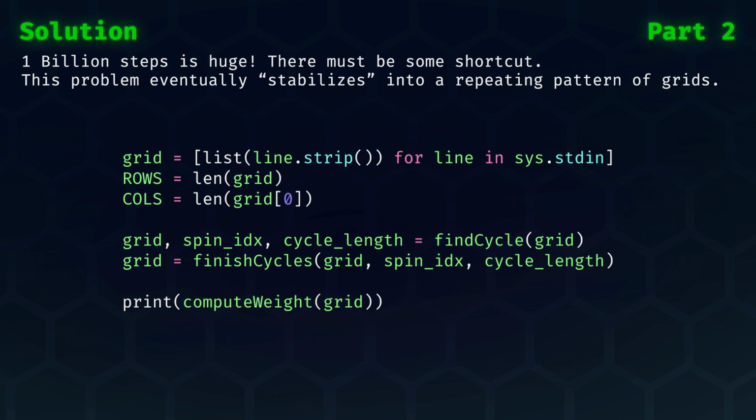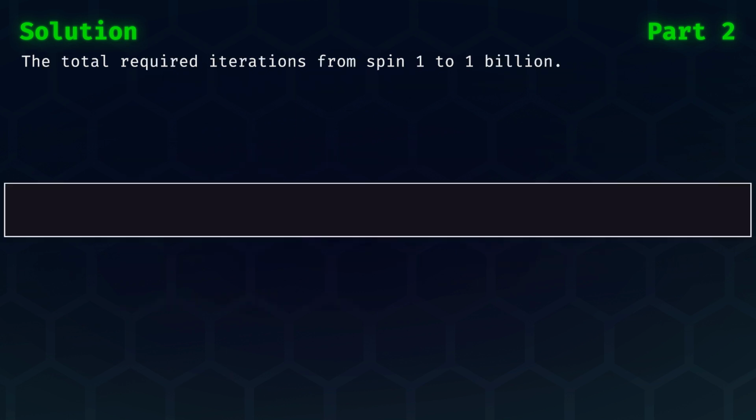The outline then changes, and we will try to find a cycle based on the input grid. From this function, we get back some grid state, the spin index at which we found the cycle, and the length of the cycle itself. Once we have this data, we can finish the spin cycles efficiently using the finish function, which gives us our final grid. On the final grid, we of course compute the weight again. But how does finding the cycle work?